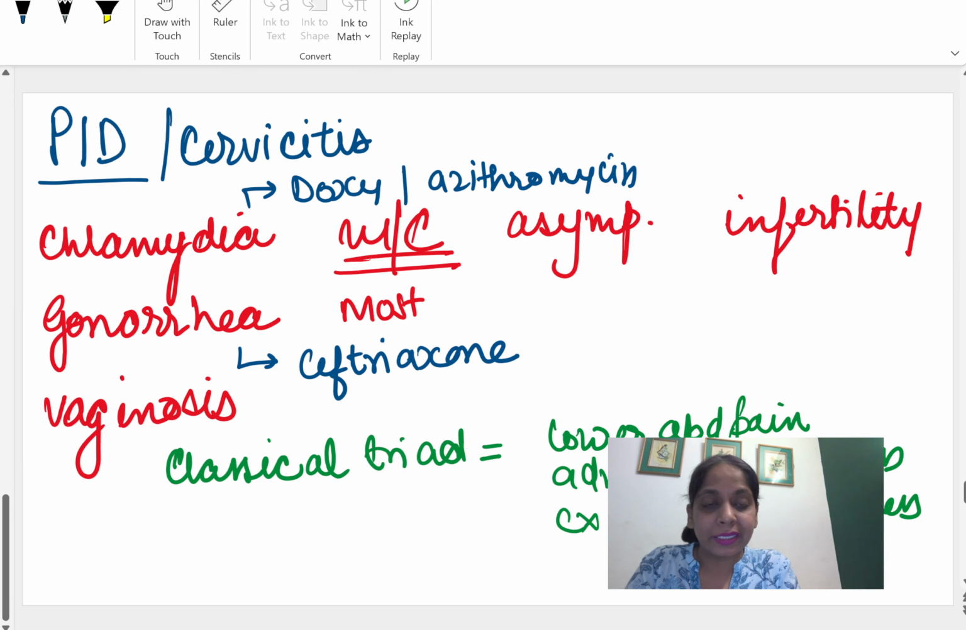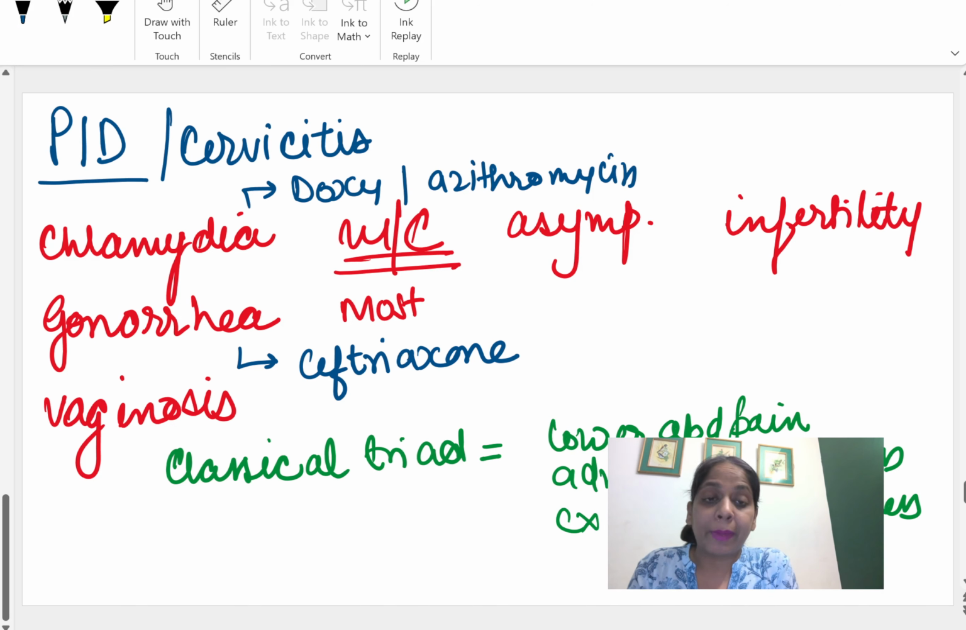So here we'll be discussing PID or cervicitis. You can say the same organisms which affect the cervix cause PID. The most common organism is chlamydia, and chlamydial PID or chlamydial cervicitis is asymptomatic, and that is why it spreads a lot, and it's the most common PID to cause infertility. Infertility is the last sequel of PID due to the tubal blockage.